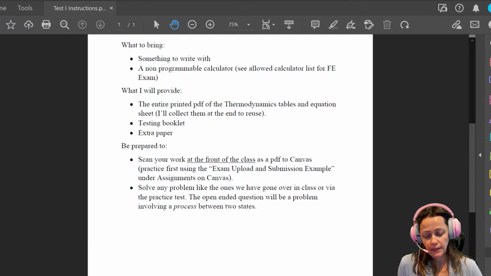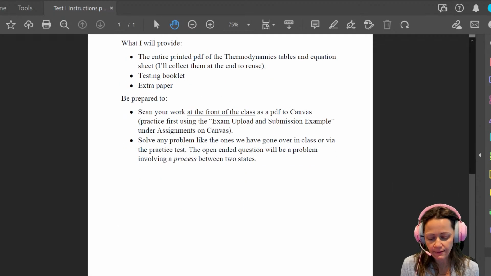Then I'll provide that PDF. I'll have it printed out; hopefully the printer's going now. I printed it from home, so I'm going to go see if everything printed correctly in a little bit. It's the entire printed PDF of the thermodynamic tables and the equation sheet, and we'll reuse those every time we've got a test. Then, of course, the testing booklet and any extra paper. So everything on that PDF, you'll have access to: the tables, the table of contents, the equation sheet, all that stuff.